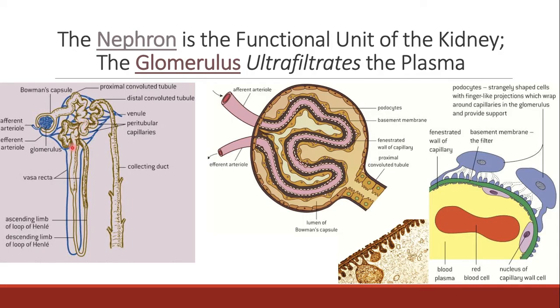Then we go down the descending limb of the loop of Henle, and then go up the ascending limb of the loop of Henle. So again, descending because it's coming down, ascending because it's going up, and it's called the loop of Henle because it's a loop, and some guy named Henle probably discovered it. So the loop of Henle is unique in that the descending side allows water to pass. The ascending side allows salt to pass.